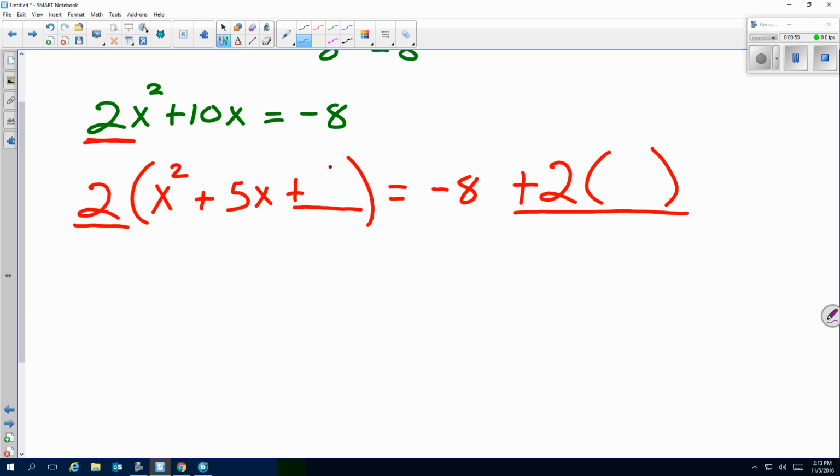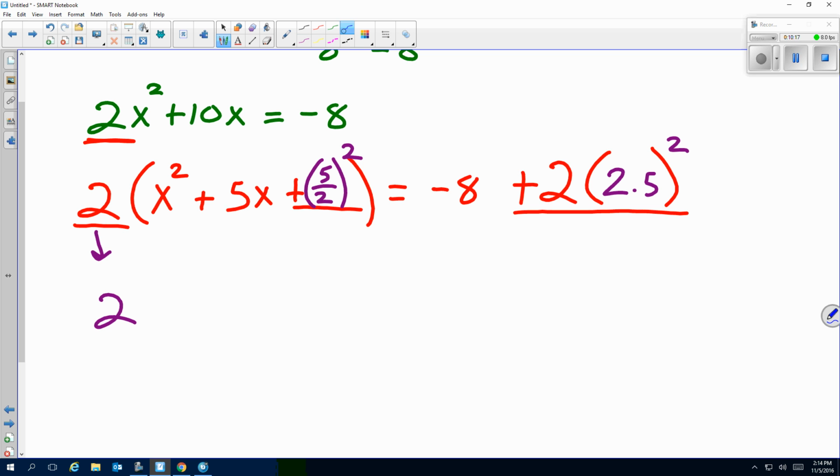It's going to be half of the middle term squared. Half of the middle term. So half of 5 is 2.5 squared. We do this for one reason and one reason only. This 2 will follow us.